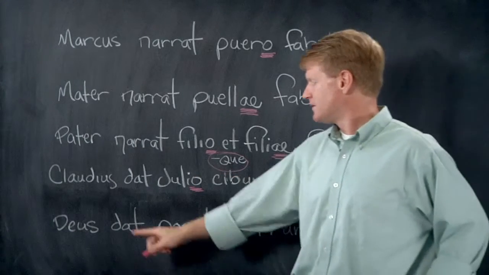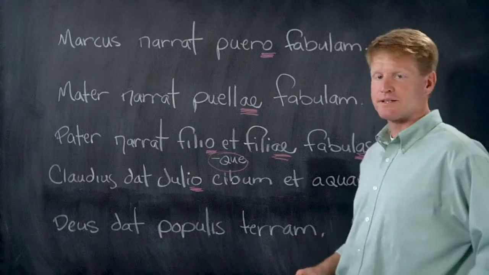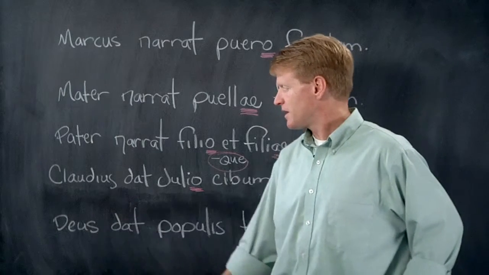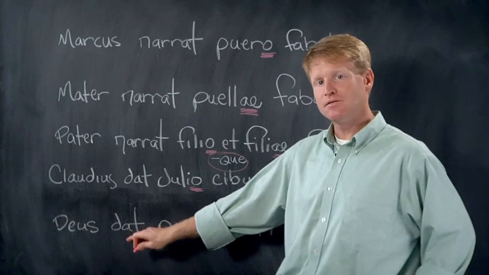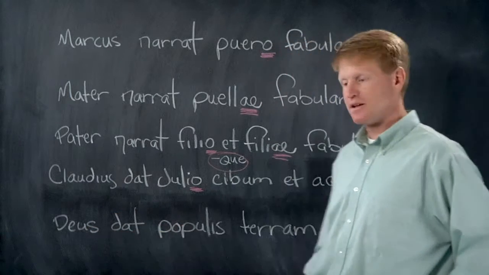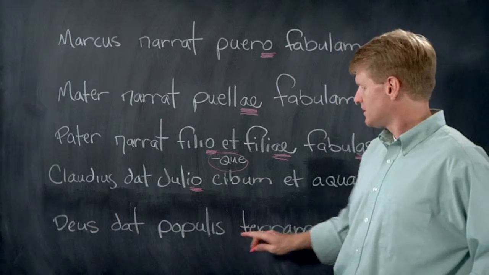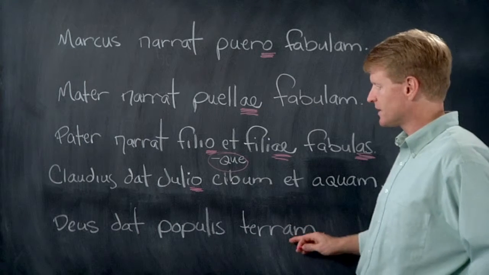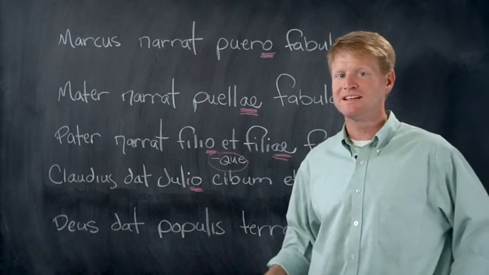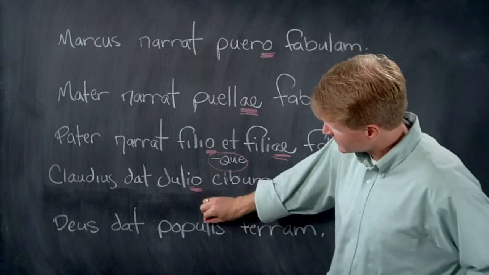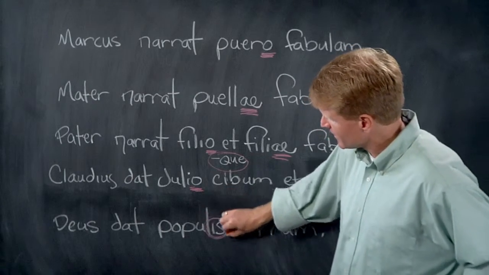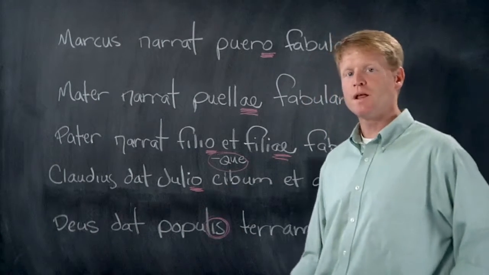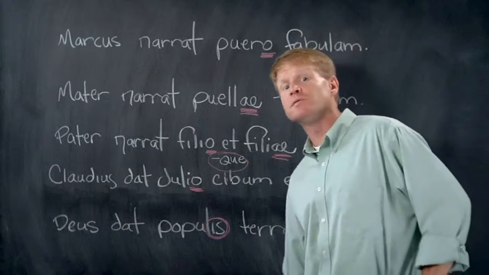Last one, Deus dat populis terram. Deus is God, dat gives, Deus dat. What's he giving? He's giving the terram. See, accusativus. He's giving the earth. And to whom is he giving it? Populis. To the people. He gave the earth to the people.